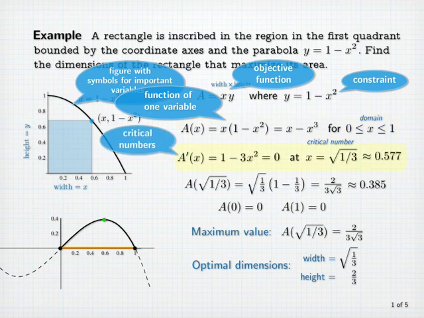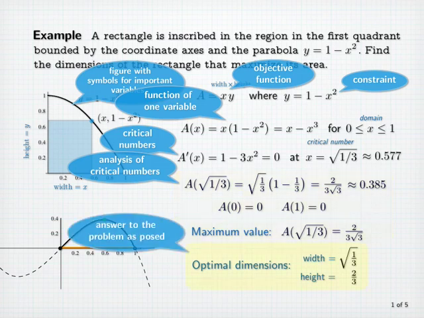We then computed the derivative of that function and solved for its critical numbers. Next, we did an analysis of the critical number to determine whether our function attained a maximum there. Since the domain was a closed bounded interval, we simply compared the value of the function at the critical number and the endpoint values. Finally, we stated an answer to the problem as posed. We will see that these are common elements in the solution of many optimization problems.